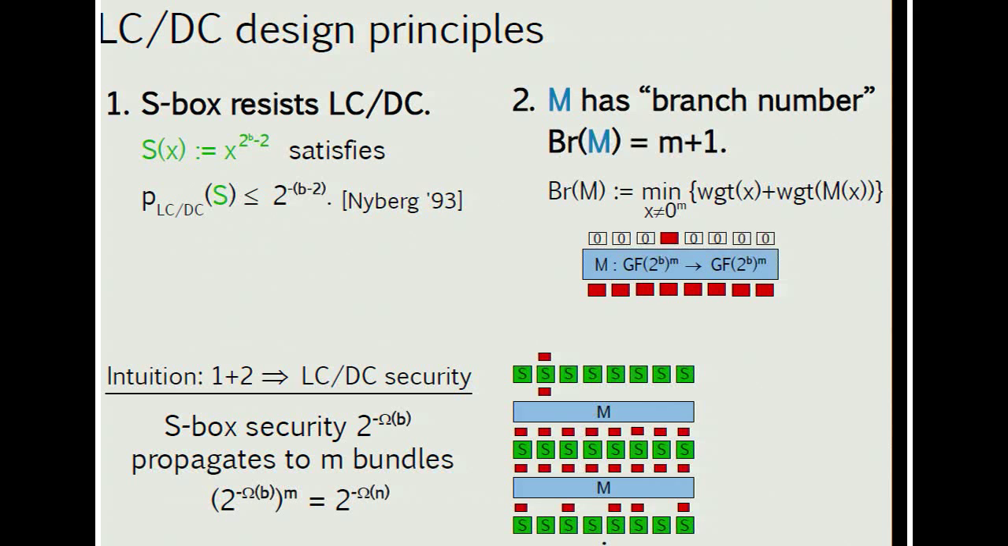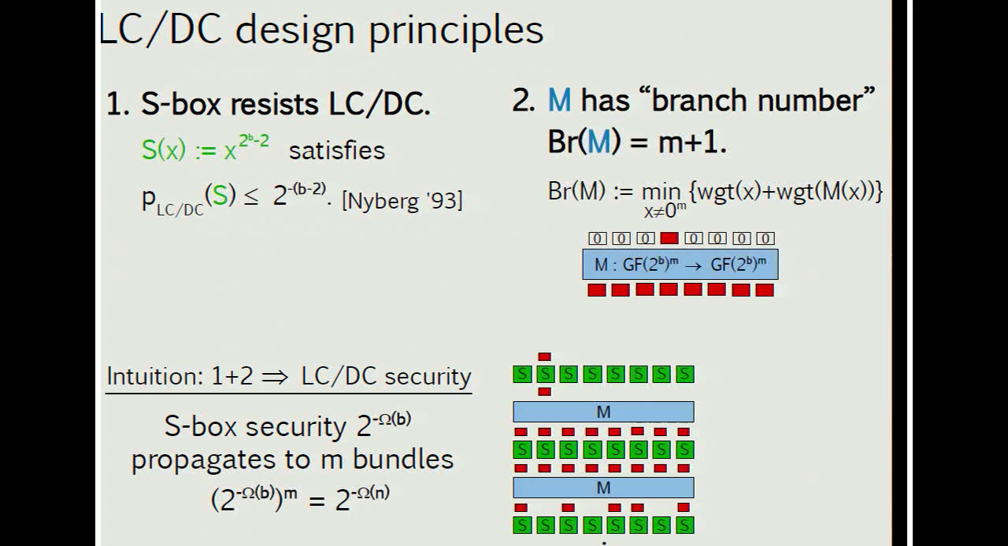So what do we need from our SPN in order to be able to resist these attacks? There are two main things. One is that the S-box itself should be resistant to linear and differential cryptanalysis, by which I mean if you measure these two parameters for the S-box, they should be exponentially small in b, the size of the S-box. Fortunately, thanks to the work of Nyberg and others, we know that the function which computes inversion in the field of size 2 to the b, which can be accomplished by raising to the power 2 to the b minus 2, does have these good properties against linear and differential cryptanalysis.